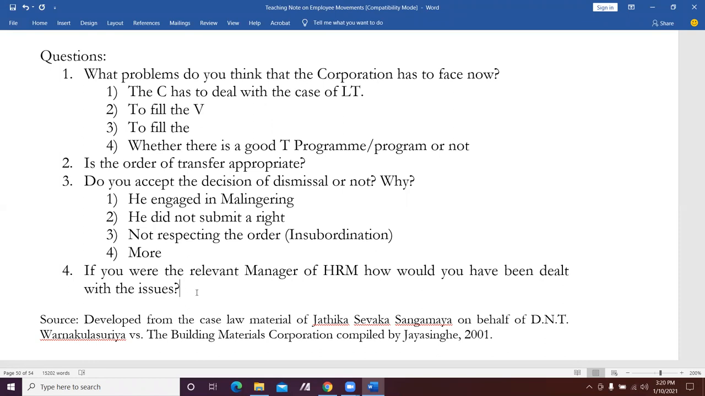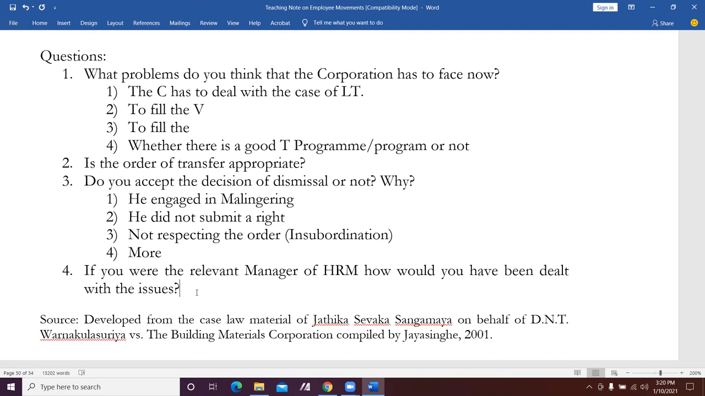Ideally, we have to anticipate the vacancy in the Anuradhapura branch, maybe 2 months earlier, in advance of 2 months. Then we will be able to do advertising, and then we will be able to select the right person for the vacancy when the vacancy actually occurs.